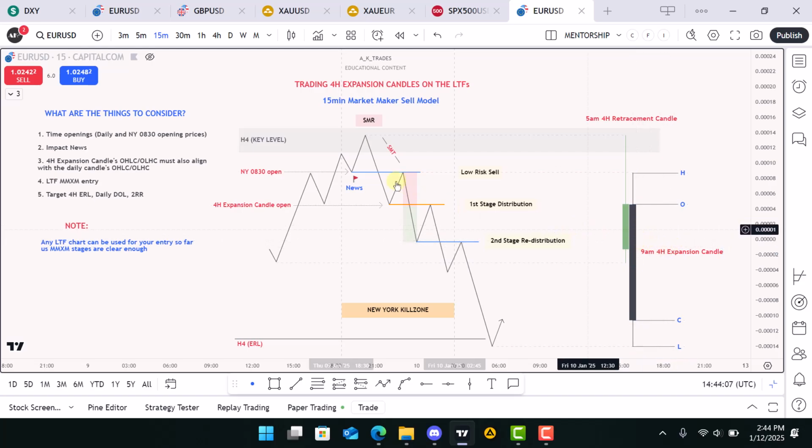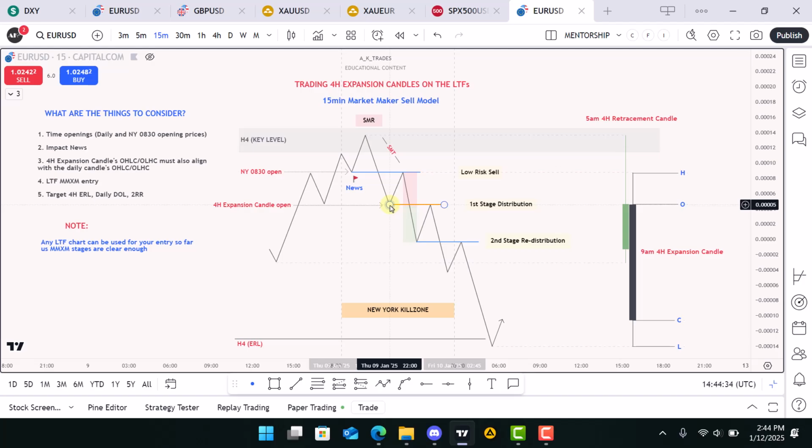So what do we do? Even though this reversal signature forms, we are still not trading this yet. Now we are waiting for the 9 a.m. 4-hour expansion candle to open, and then we trade the open, high, low, close of that particular 4-hour expansion candle. So after this change in state of delivery has been formed, the 4-hour expansion candle opens here.